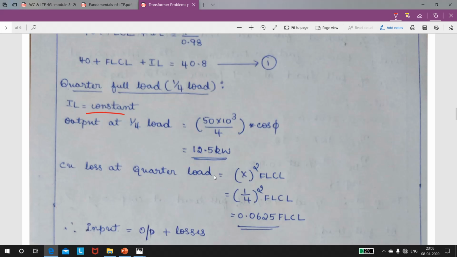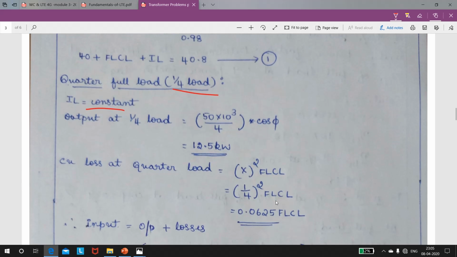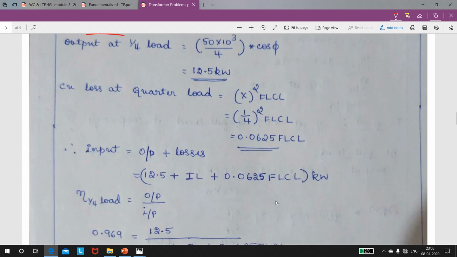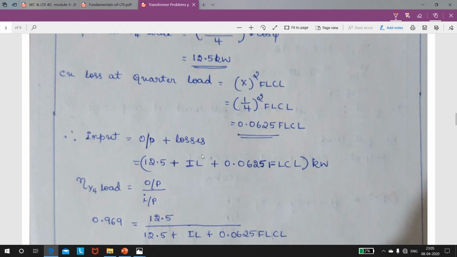So how can you calculate the loss at different types of loads? It is equal to x square into full load copper loss. What is x? X is nothing but the type of the load. What is the type of the load? That is nothing but 1/4 load. So 1/4 whole square into full load copper loss. So again substitute it in the equation.